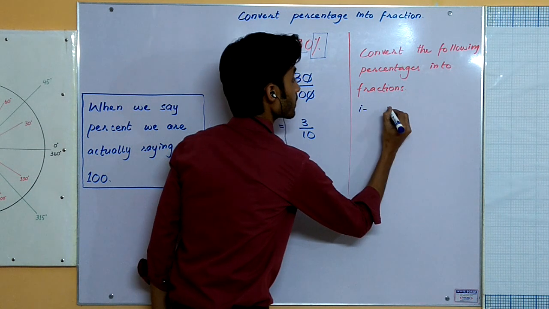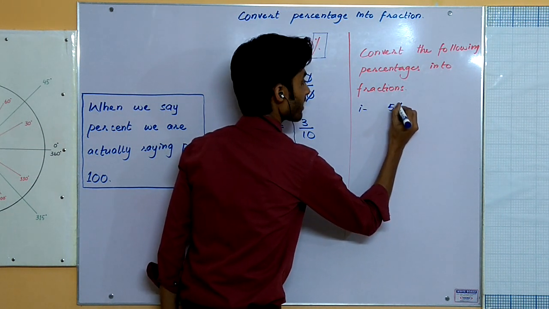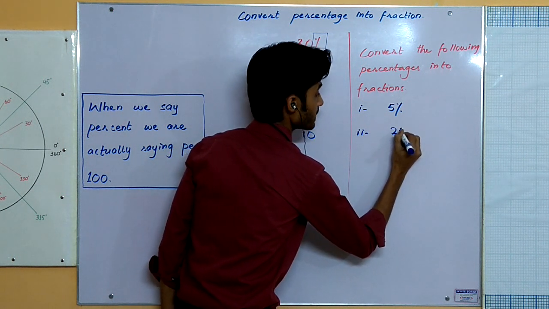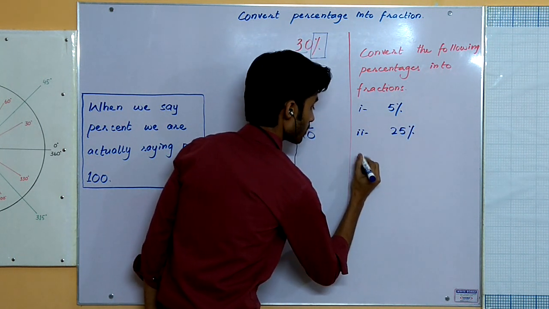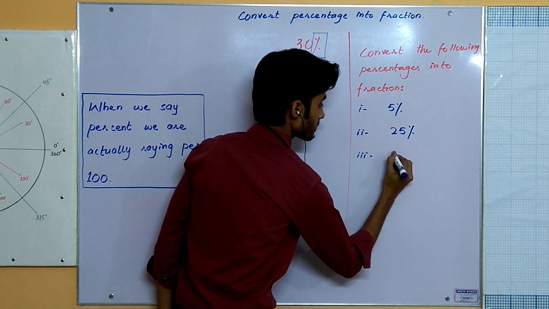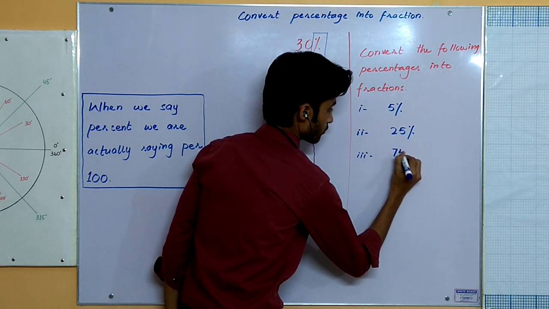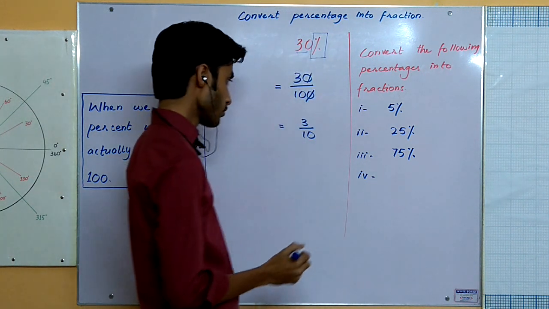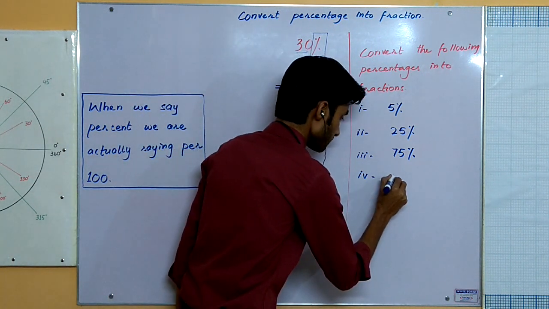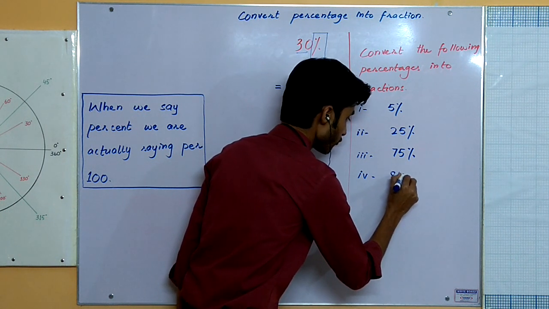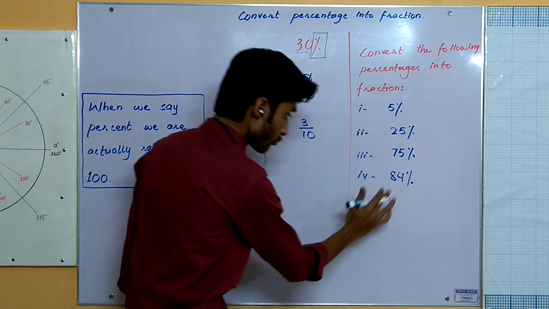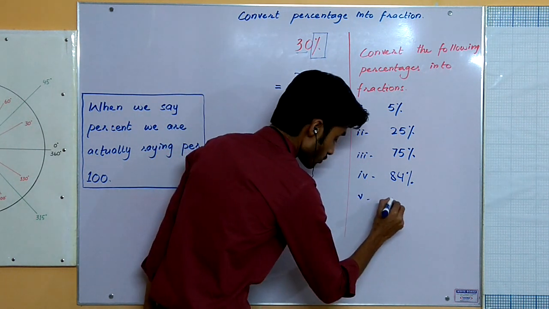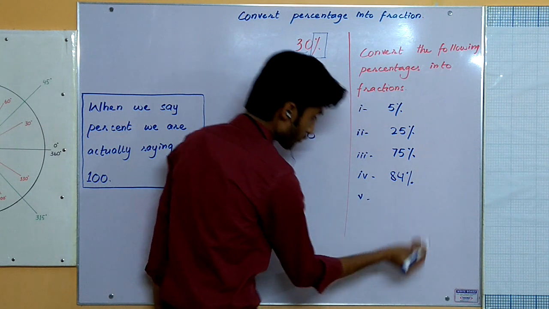First question, convert 5%. Second, 25%. Third, let me make it a little tough. What do I do? 17%. I do not know whether it's tough or not. Then the fourth one is going to be 84%. This is 84, okay? And the fifth one is going to be, what should I write?